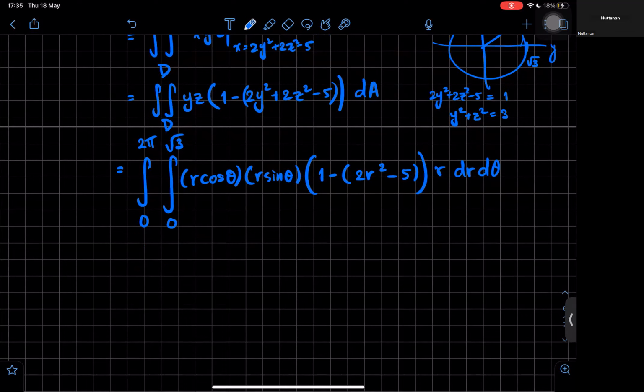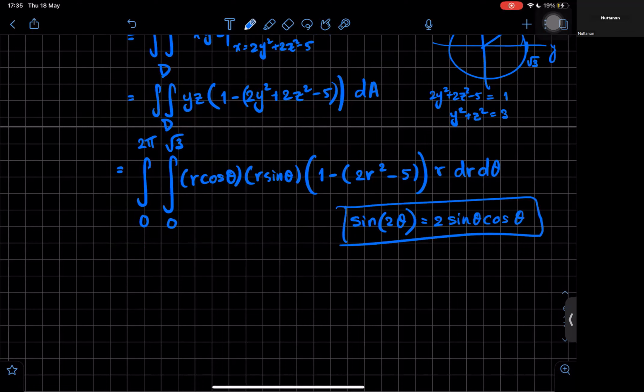This one you need the properties: sine 2 theta equal to 2 sine theta cos theta. Okay, change the trigonometric properties. In the trig properties that you need to know, there are sets of them that are mostly used in this topic, I would say.